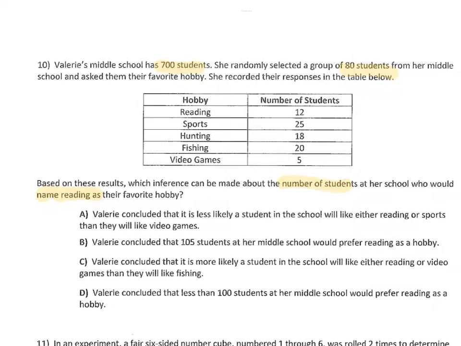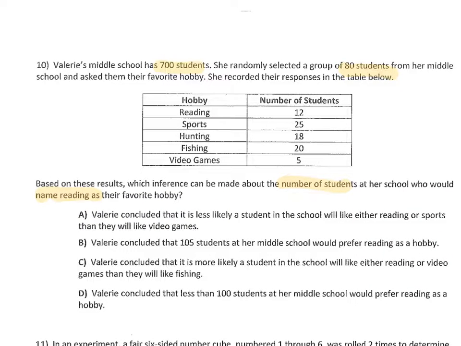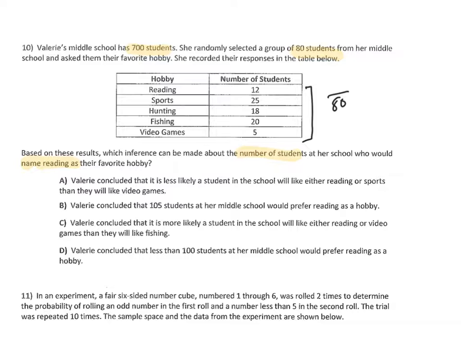So she randomly selected a group of 80 students, so that's how many we have here. There's 80 kids that she talked to. She didn't talk to all 700 in her school. She just talked to 80 for this table. How many of those 80 picked reading? 12. So 12 over 80, and we can make that a little bit smaller, 3 over 20.